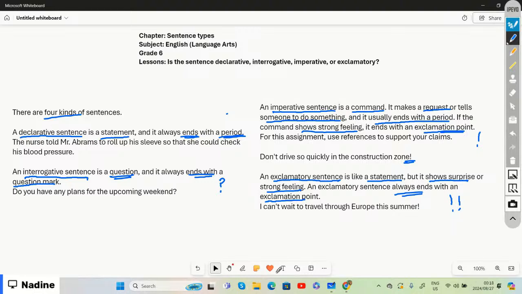And then lastly, we have an exclamatory sentence. An exclamatory sentence is like a statement, right? But it just shows surprise or strong feelings. And it always ends with an exclamation point. And these are our four kinds of sentences or types of sentences: declarative, interrogative, imperative, and exclamatory sentences.